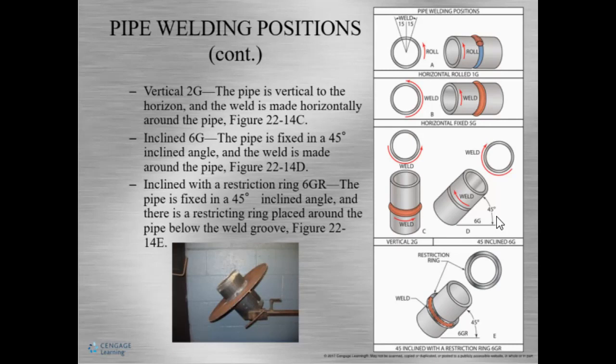Now, I added another position in here for you guys to understand. It's called 6GR. The R is for restrictor ring. So the pipe is still in a 6G position, but there's this fancy little restrictor ring, okay? And it's attached to the pipe, making it much more difficult to weld. And the restrictor ring is about 18 inches, and they place it about a half inch above the weld. So it makes it a little bit harder to get in there, and sometimes you have to use a mirror and understand how to do it, okay?